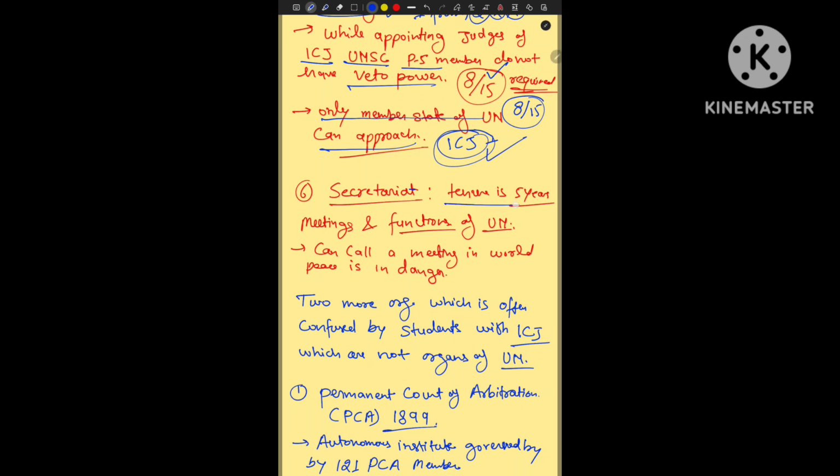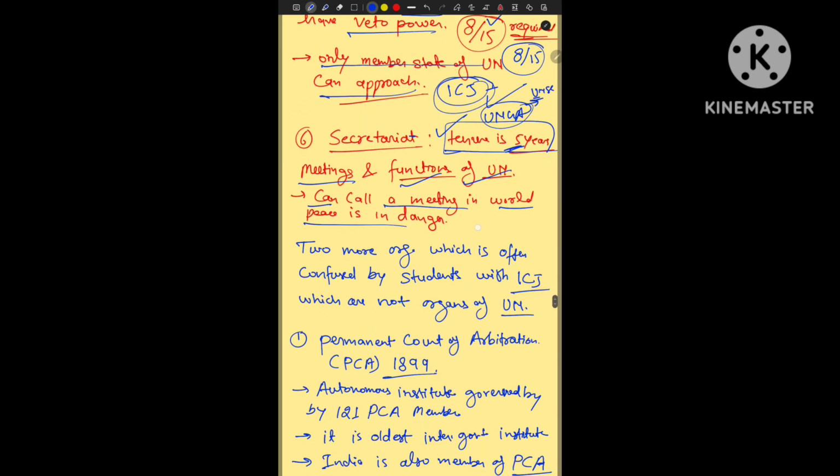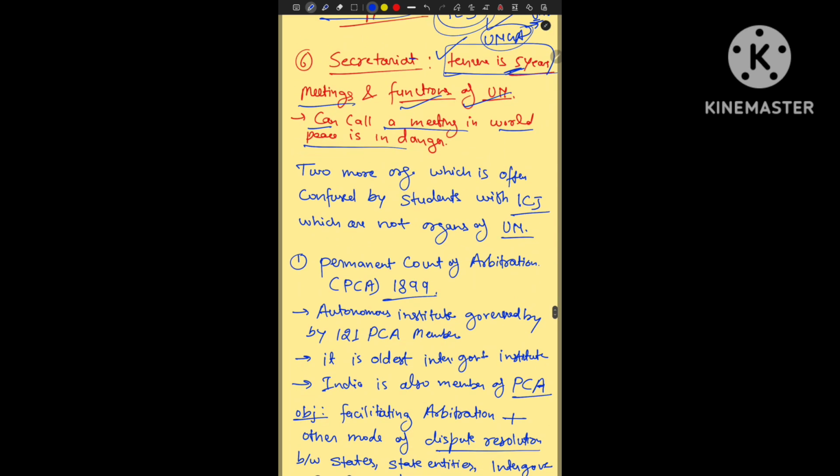Secretariat: I already explained how the Secretary-General is appointed, by the UNGA on the recommendation of the UNSC. The tenure of the Secretary-General is 5 years. Basically their job is to facilitate the meeting functions of the United Nations, and they can also call a meeting if world peace is in danger. So that's the job of the United Nations Secretariat.